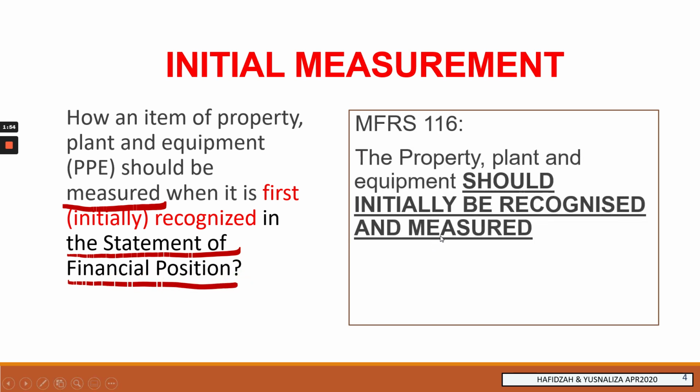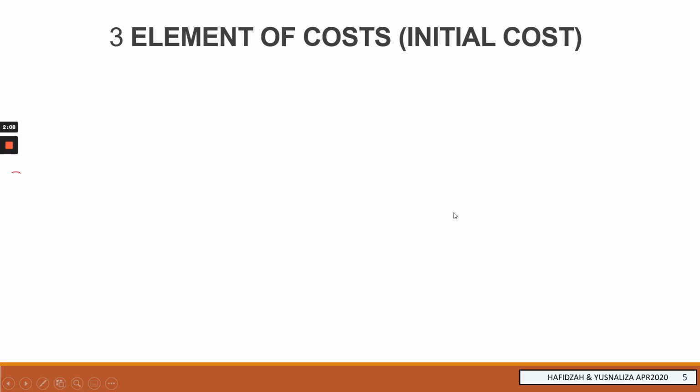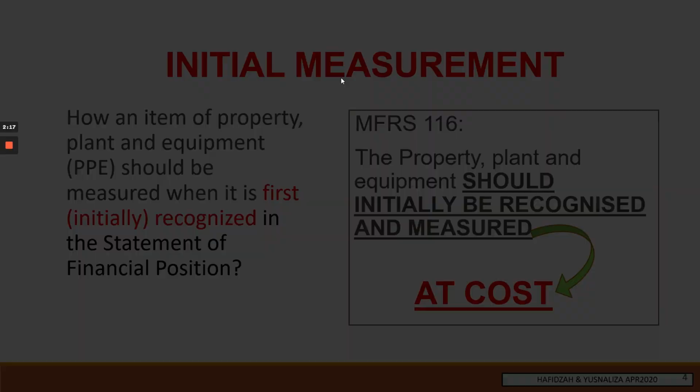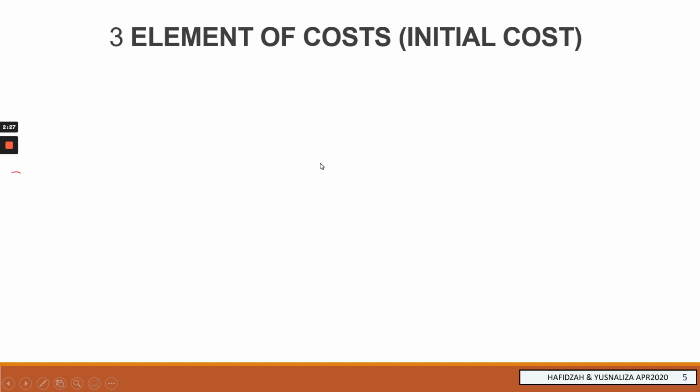MFRS 116 provides that property, plant and equipment should be initially measured and recognized at cost. So let us look into what this so-called cost is. We start off by looking at elements of cost, which refers to the initial cost. Initial means the first time.